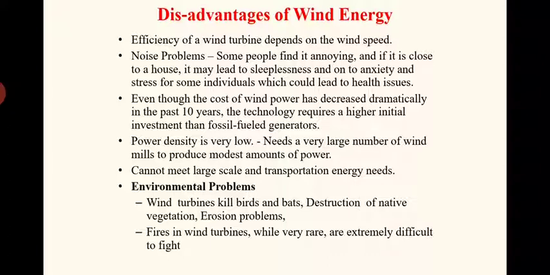Coming to the disadvantages of wind energy, the efficiency of a wind turbine depends on the wind speed. So if wind speed is very less, then it is not possible to produce the power. That is the main disadvantage. So it is depending on the wind speed, and of course it is varying also, even from time to time. So that is the main disadvantage of this one. Even after implementing everything, if the required wind speed is not available in that area, then there is no use. The next one is noise problem.